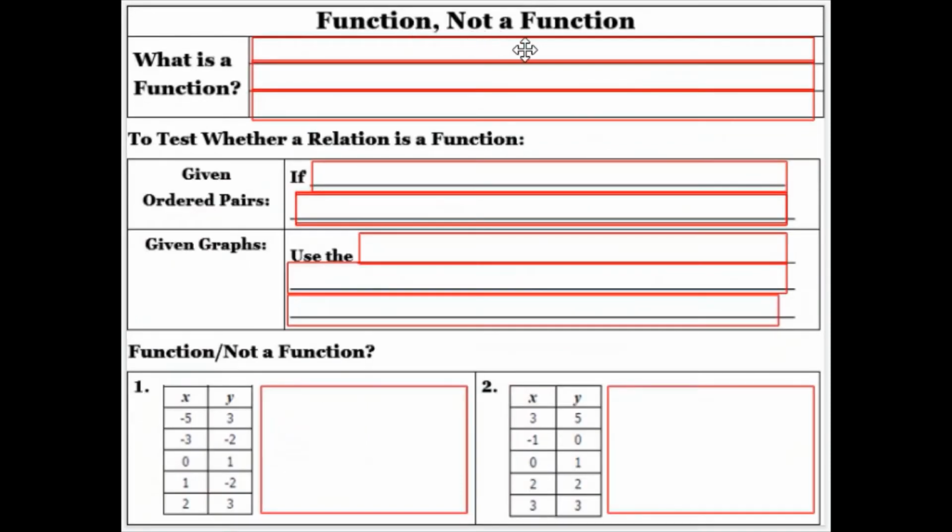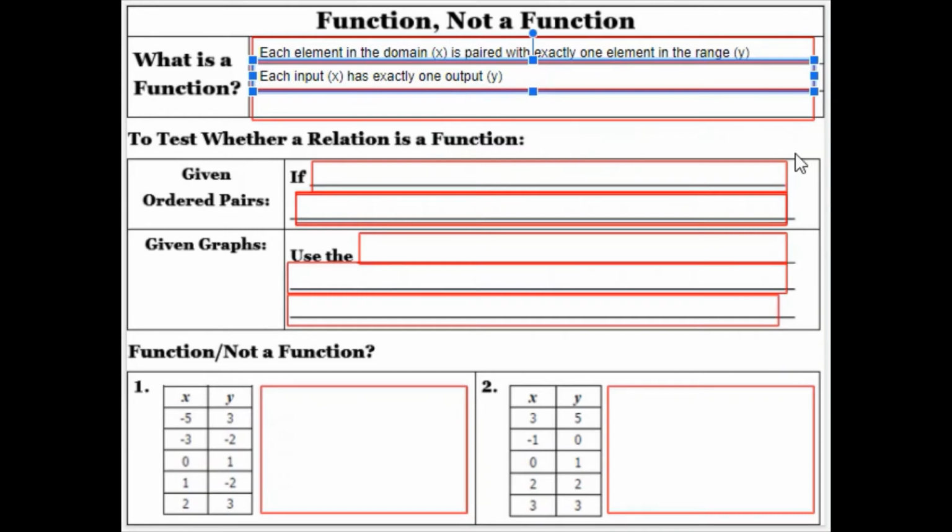So how do I tell if something is or is not a function? So what is a function? We kind of talked about this on the last slide, but it means that each element in the domain, which is your x, is paired with exactly one element in the range, which is your y values. In other words, each input or x has exactly one output, which is your y. So for every x value, there must be only one y value.